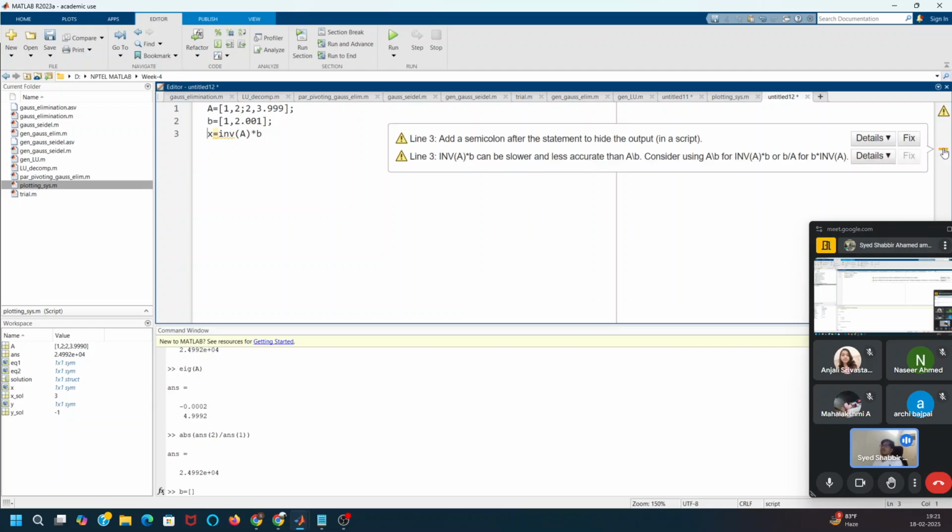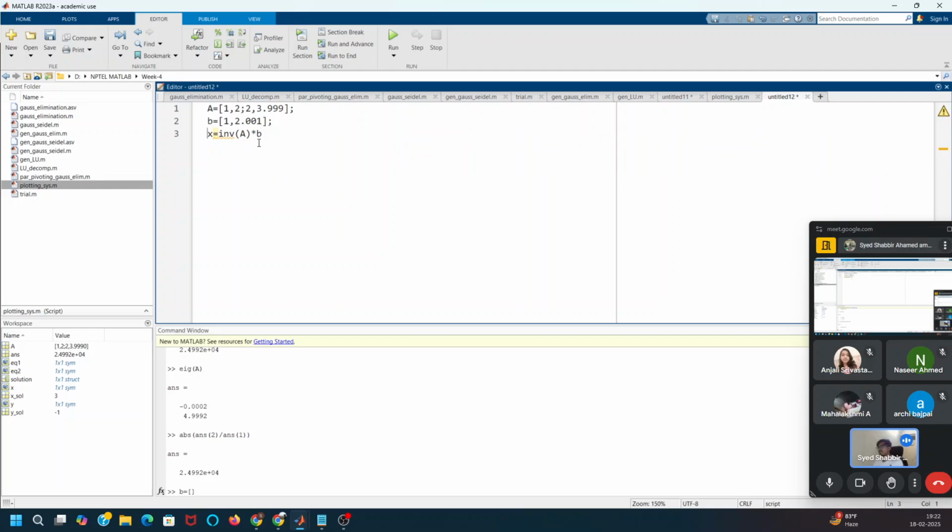So you can see that inverse of A into B can be slower and less accurate than A slash B. Consider using A backslash B for inverse of A into B, or if you have B into A inverse, you can use B forward slash A.